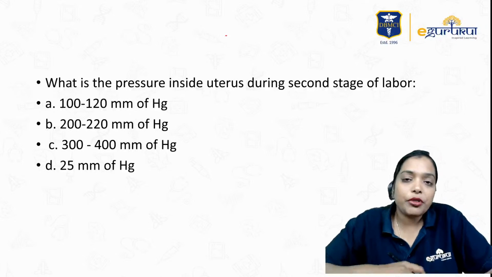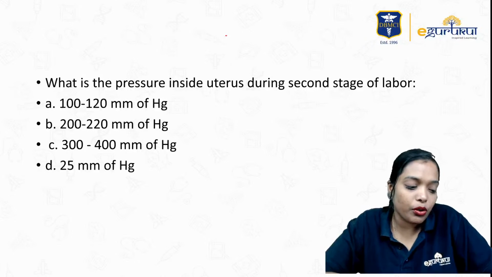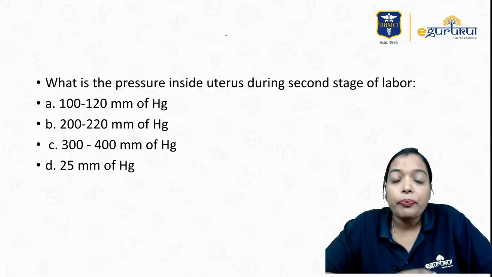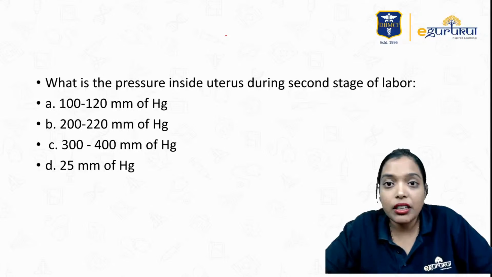So I have a query here from Arun that in single umbilical artery, renal anomalies are more common or cardiac. In patients with single umbilical artery, cardiac anomalies are slightly more common than renal. Cardiac.